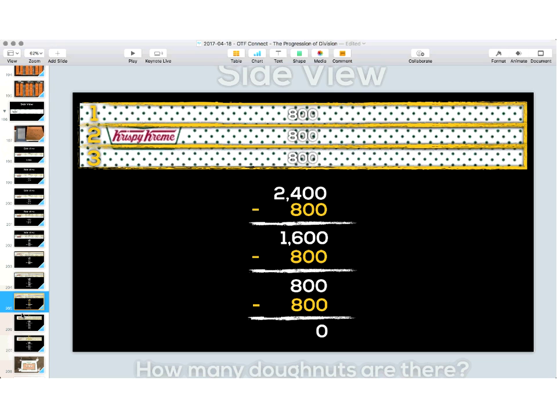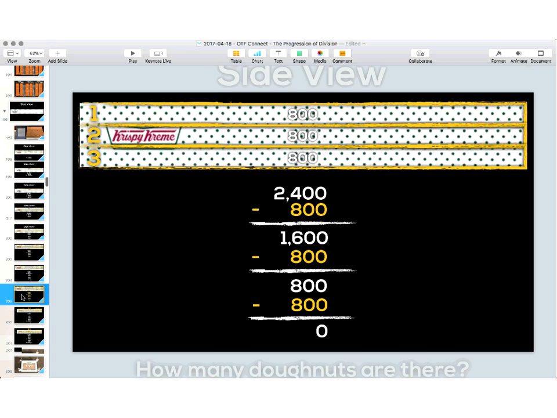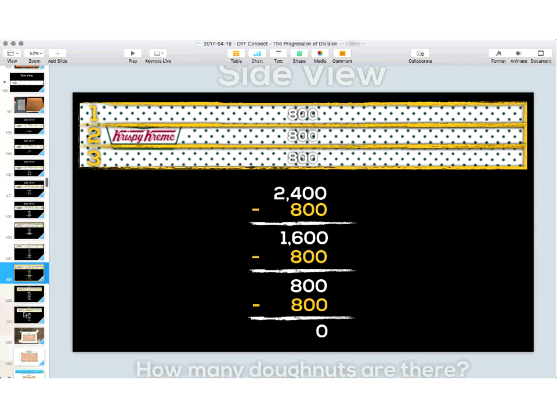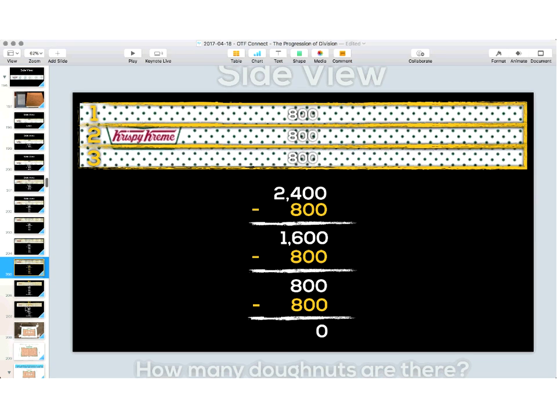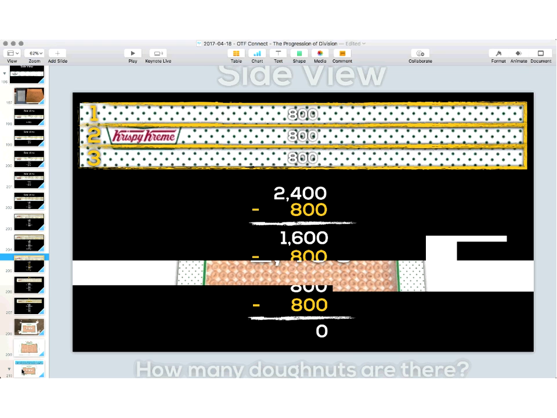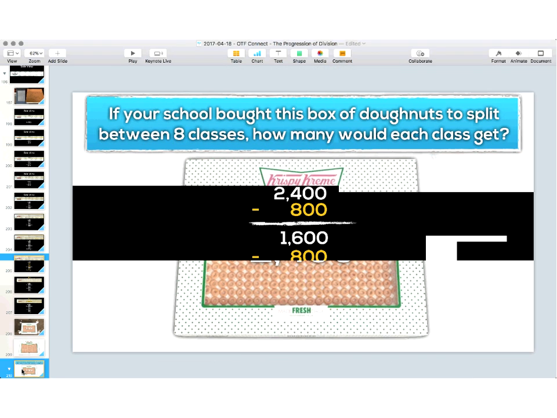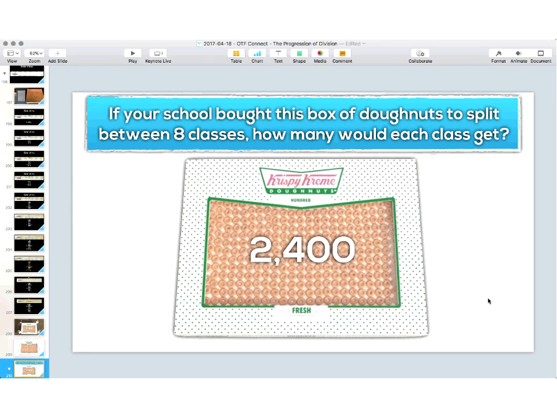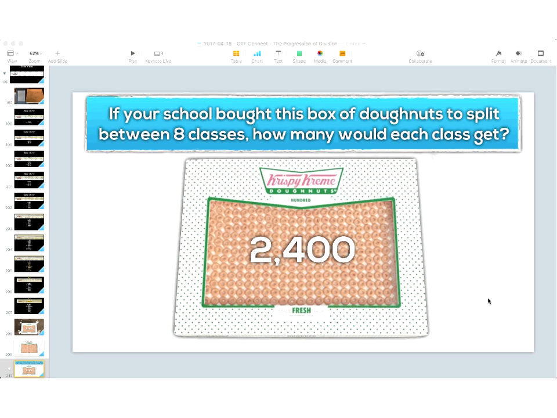There's not a whole lot of context in the examples we give here in that guide, but hopefully this work will help us address some of that as well. So awesome job so far, my friends. What I'm going to do is extend this slightly further. I want to give you an opportunity to play with some other strategies as well. This question is an extension. It just carries on the idea. If your school bought this box of donuts to split between 8 classes, how many would each class get?